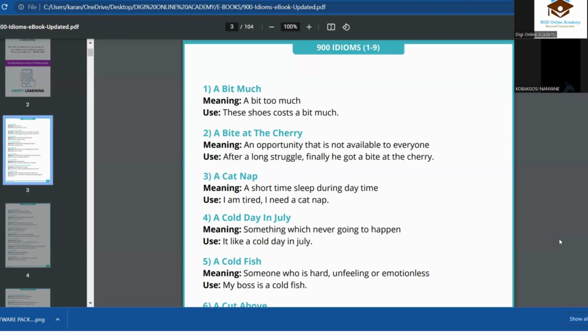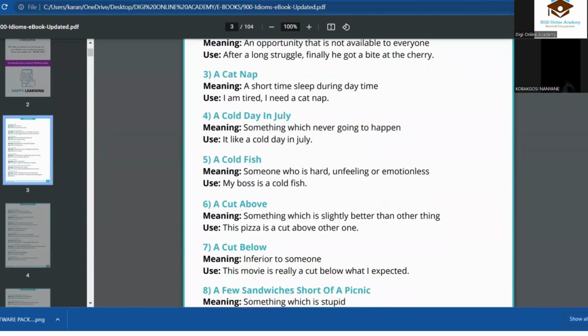Some serious people don't laugh at all. They don't even smile. So we can say, oh my God, even if I crack the funniest joke, making this person smile is like a cold day in July. So you get it? You can note it down, David. Yes, I've noted it down.